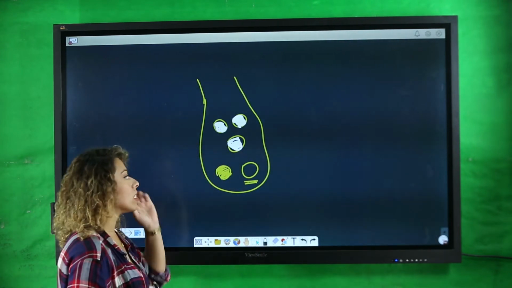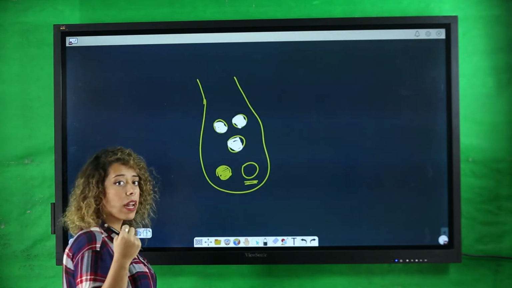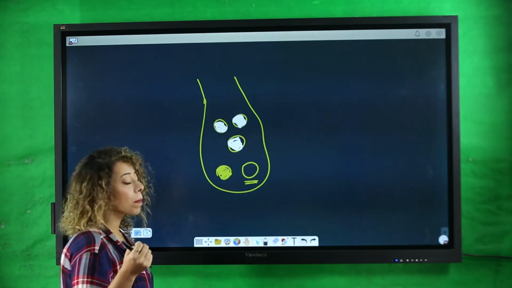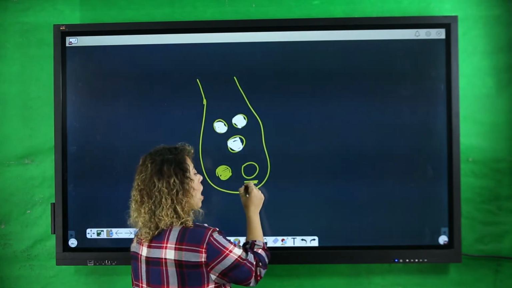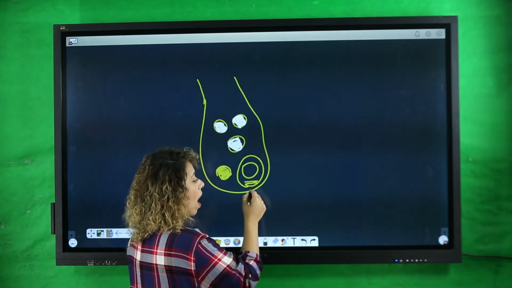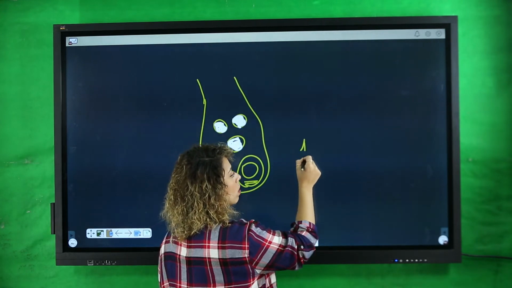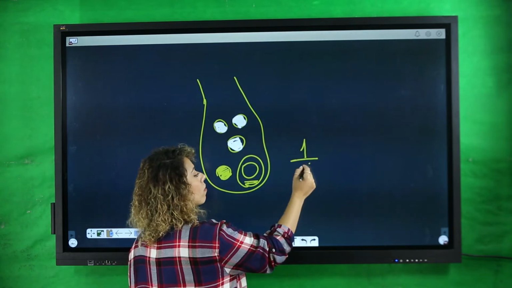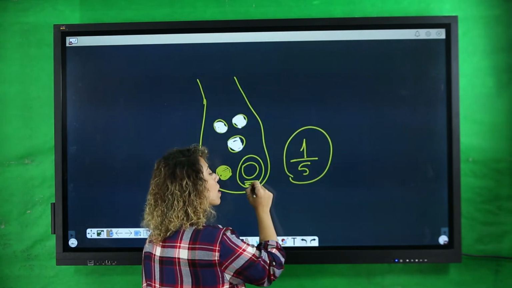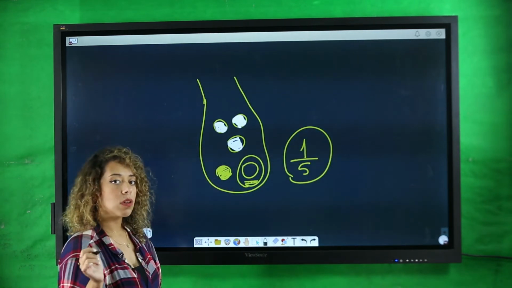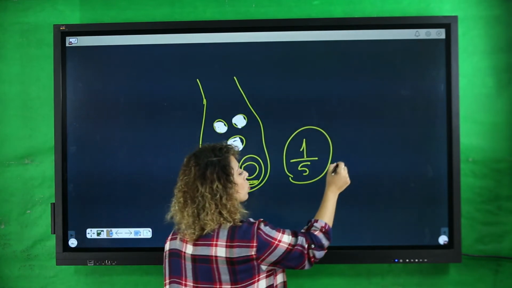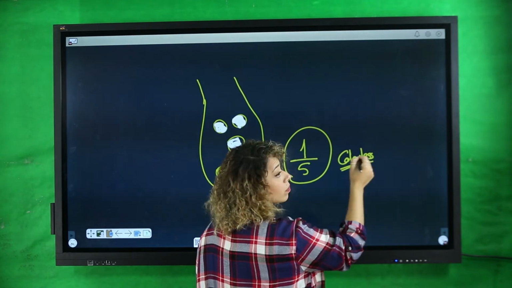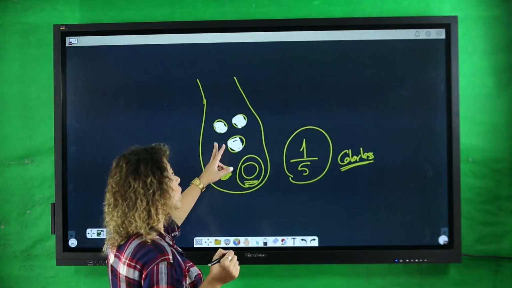So how many colorless do I have? I have only 1. And I can pick randomly. But I have only 1. So it's 1 out of how many do I have? Out of 5. So this is my probability of picking up a colorless one. So if I'm going to choose a colorless, that would be the probability. What about if I want to choose a white?